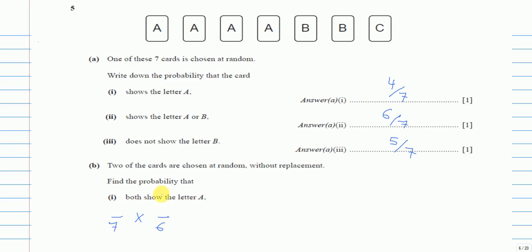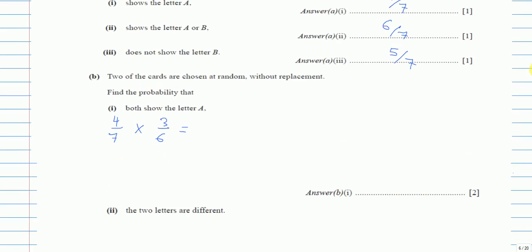For the first one to show letter A, there were 4 letter A's. But because they did not replace it, the first letter A we took off, and now how many letter A's do we have on the cards is 3. So 4 times 3 is 12 and 6 times 7 is 42. If you want you can round it, but even if you leave your answer like that, you will get the 2 marks.